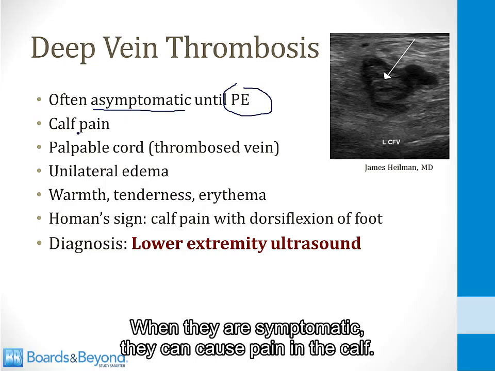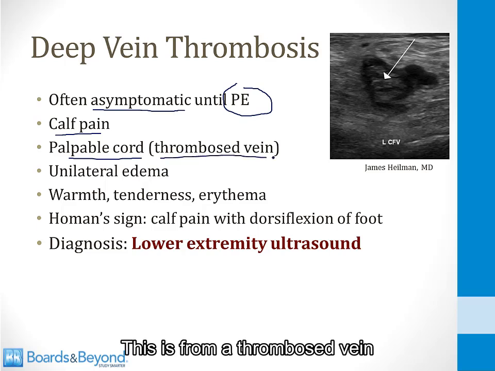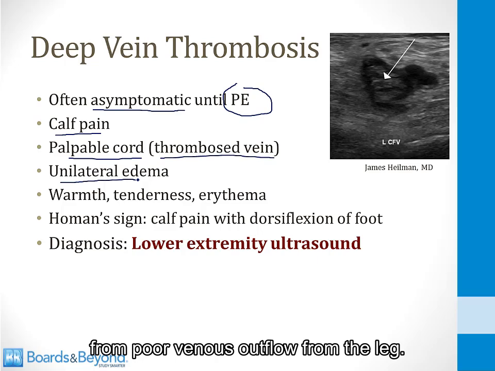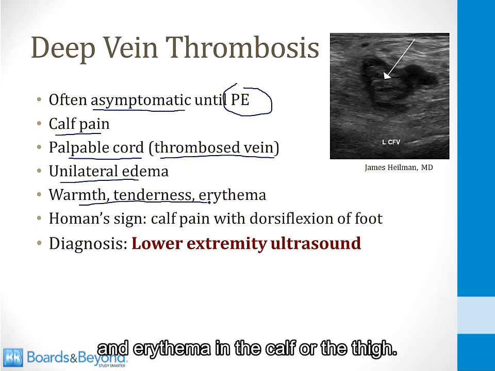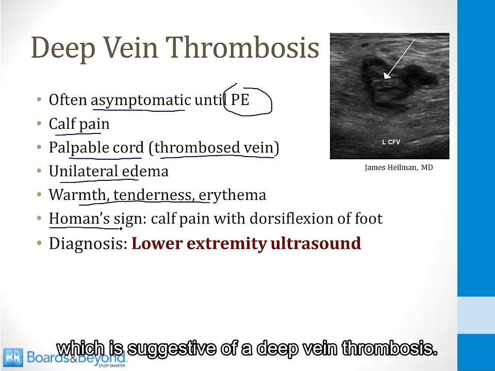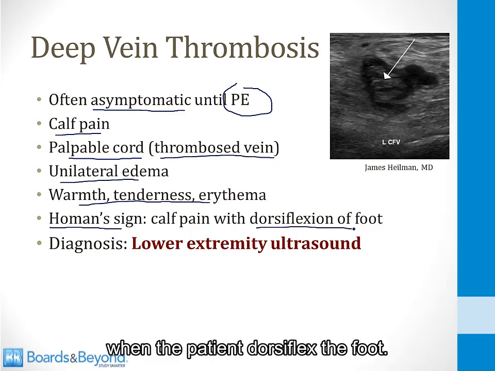When they are symptomatic, they can cause pain in the calf. Sometimes you can feel a palpable cord on the back of the leg. This is from a thrombosed vein. They can potentially cause unilateral edema from poor venous outflow from the leg. Sometimes they lead to warmth, tenderness, and erythema in the calf or the thigh. There is a physical exam sign called Homan's sign, which is suggestive of a deep vein thrombosis. This is pain in the calf when the patient dorsiflexes the foot.